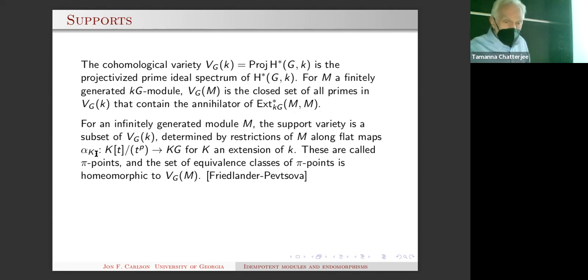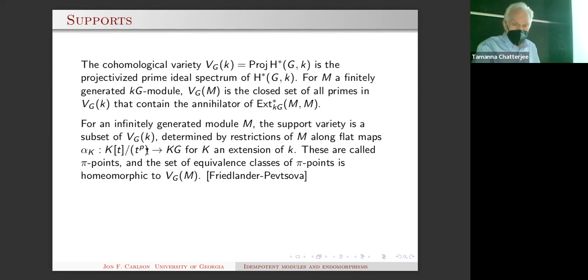Well, it's a map. First of all, you extend the field k to a bigger field K. You look at this algebra, K[t]/(t^p). This is the group algebra of a cyclic group of order p. You want a flat map of that into KG. Flat means that if you look at KG as a module over K[t]/(t^p), then it's a projective module. That's what flat means here. These things are called pi points.